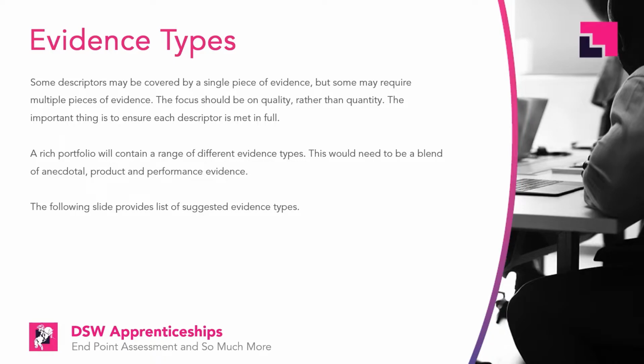One piece of evidence might be a single document, or it may be a folder containing a number of documents which link together. The portfolio should be a combination of anecdotal, performance and product evidence. More information on evidence types can be found in the toolkit. We'll go now on to types of evidence.